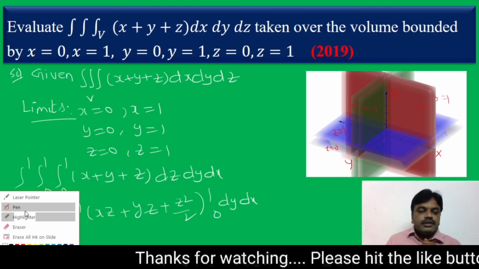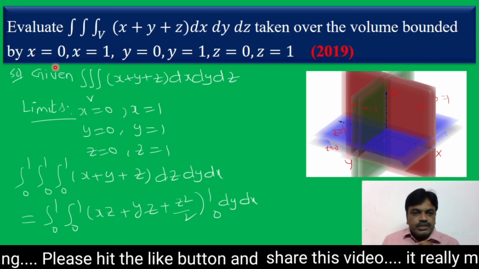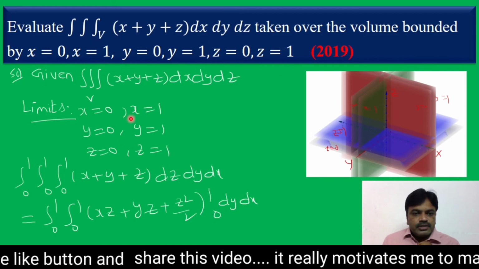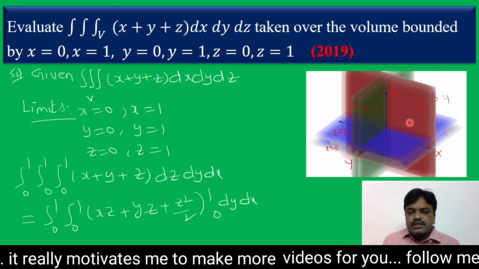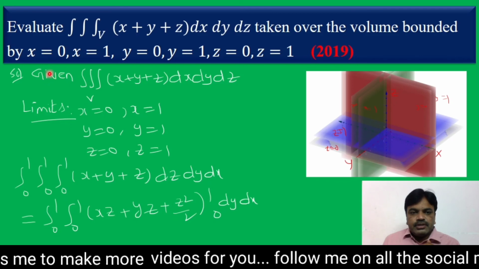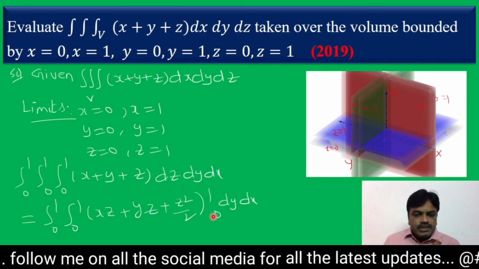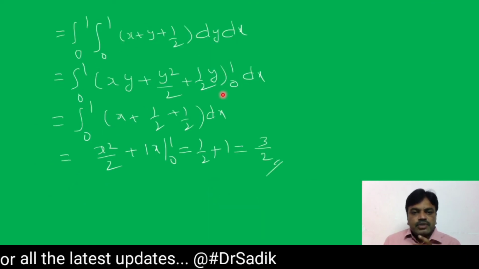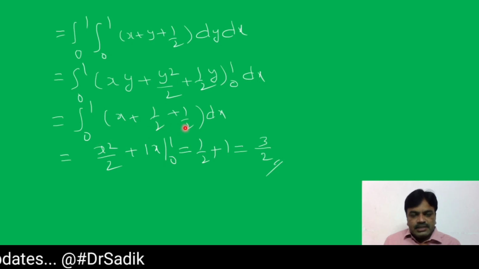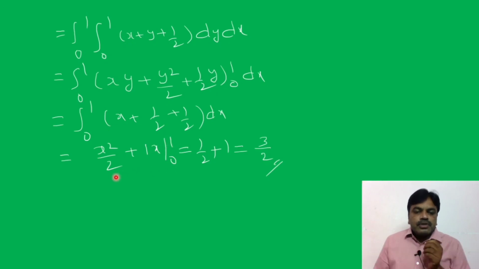Once again, he gave a triple integration and a bounded region. These are the limits, friends. You simply substitute the limits here. This is the geometrical interpretation of this bounded region. Then you first integrate with respect to z, substitute upper and lower limits, then with respect to y, substitute upper and lower limits, then we get x and constants, and then you integrate with respect to x and substitute upper and lower limits. We get the value 3 by 2.